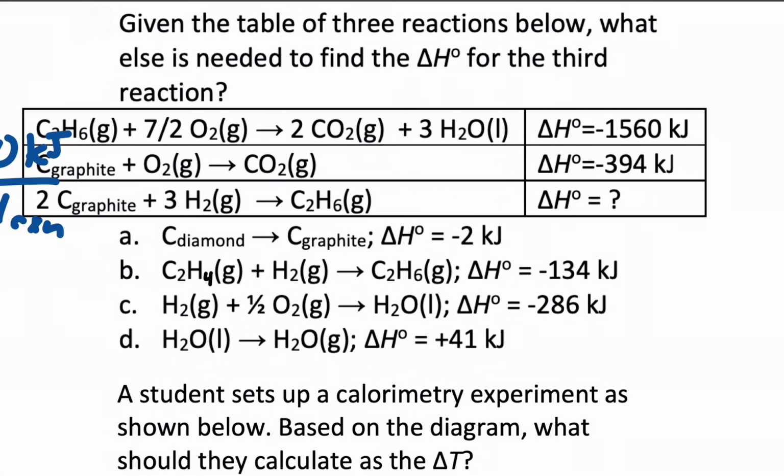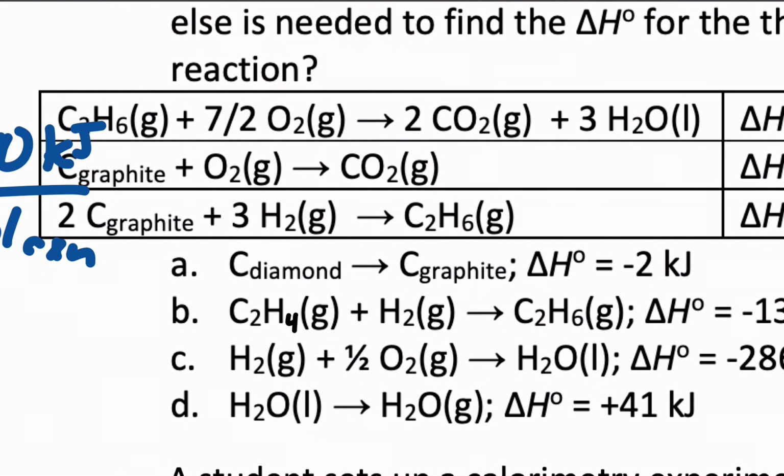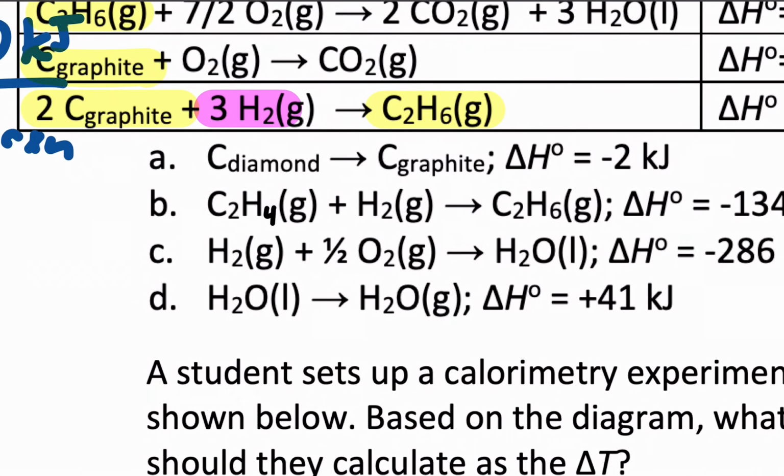Next one, given the 3 reactions, what else is needed to define delta H? This is a Hess's law problem. I can tell because I'm given reference reactions and I want the third one. So let's highlight what we're given and see what we're still missing. I need something related to graphite, I've got it. I need something related to C2H6, and I've got it. I need something related to H2, but I don't have that yet. So the reaction that I need has to have H2 in it.